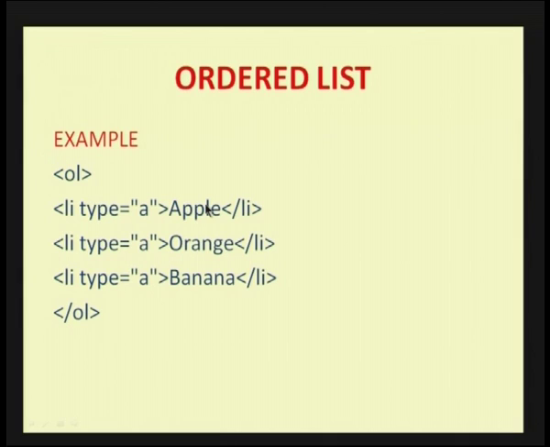Next, the example: we have to list the types of fruits available. So, with the help of the OL tag, and inside that we have LI. I specify the type as A, which indicates we have to list the items starting with alphabets, with A. So, the items will be displayed as A apple, B orange, C banana. Likewise, when we want to order the items, we can use an ordered list.